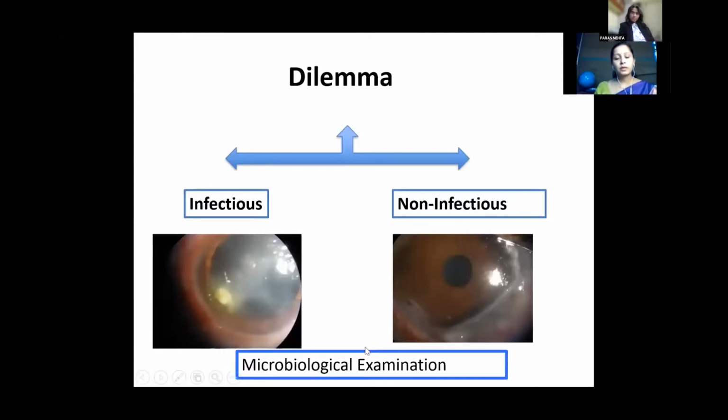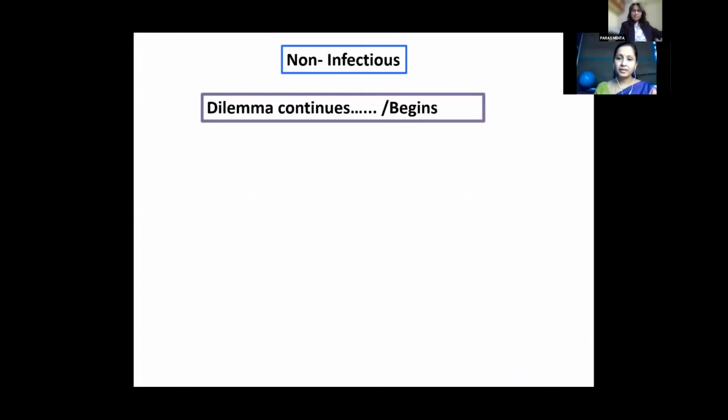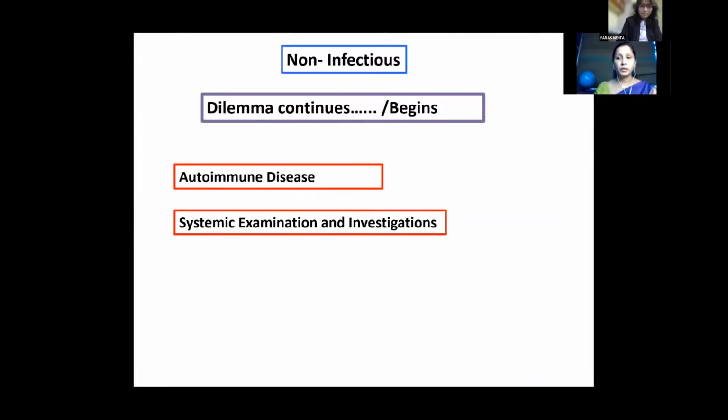But of course, the ultimate diagnosis will be by microbiological examination. So first exclude an infectious keratitis. And once we have a diagnosis of non-infectious keratitis, I would say the dilemma continues or begins. So which autoimmune disease it is, is what we need to identify, for which we need systemic examination and investigations, and which also requires systemic management.